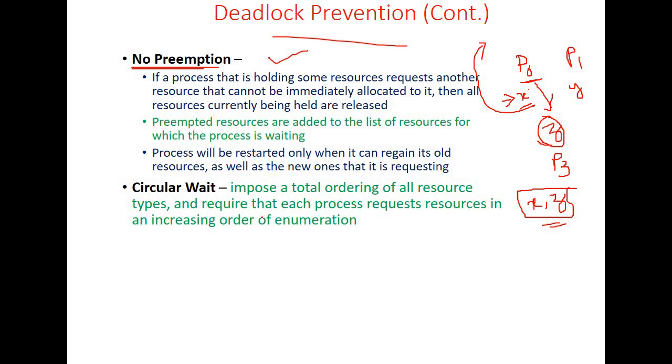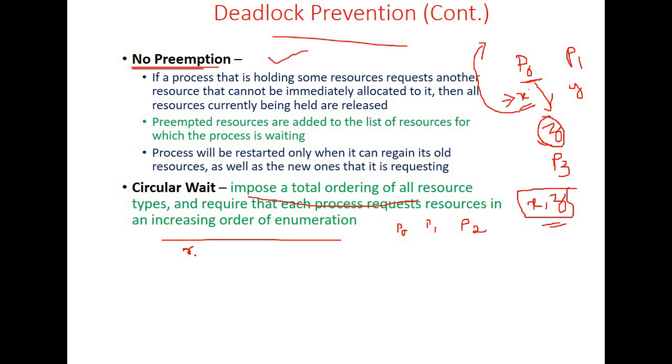Coming to circular wait. So here a total ordering of all the resources is maintained, and every process should request the resources only in this order, in the increasing order of their enumeration. For example, in this case, there are some processes P0, P1, P2, P3 like that. They want to request the resources, and there are some resources X, Y, Z or something like that. There are some resources in the system.